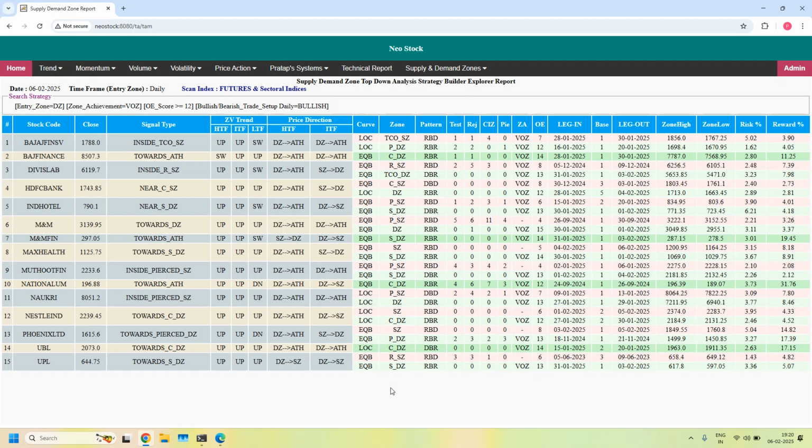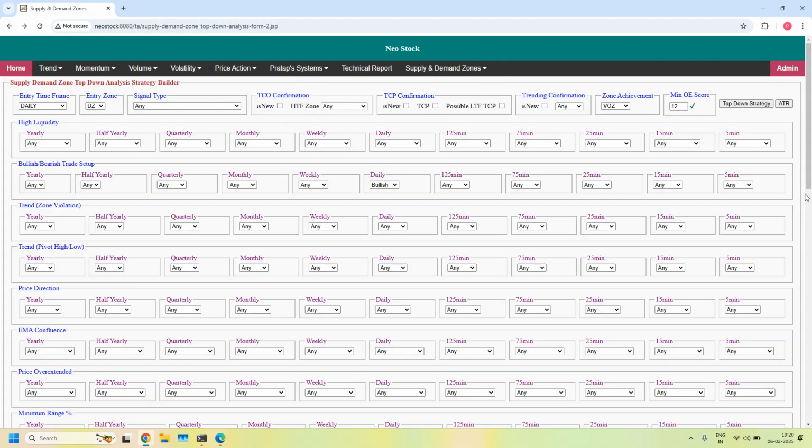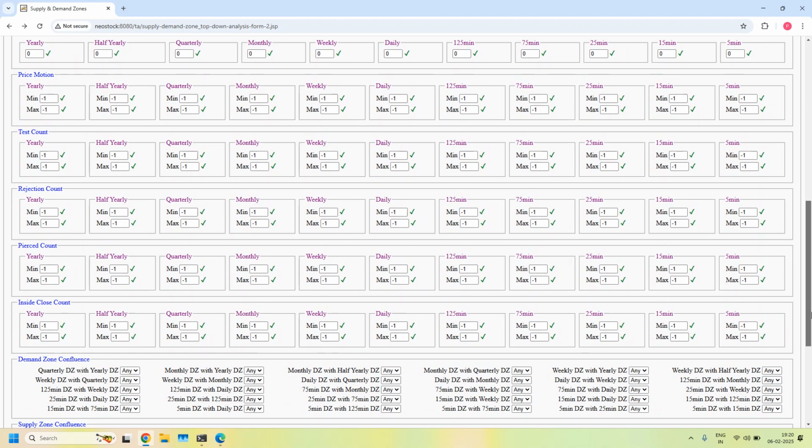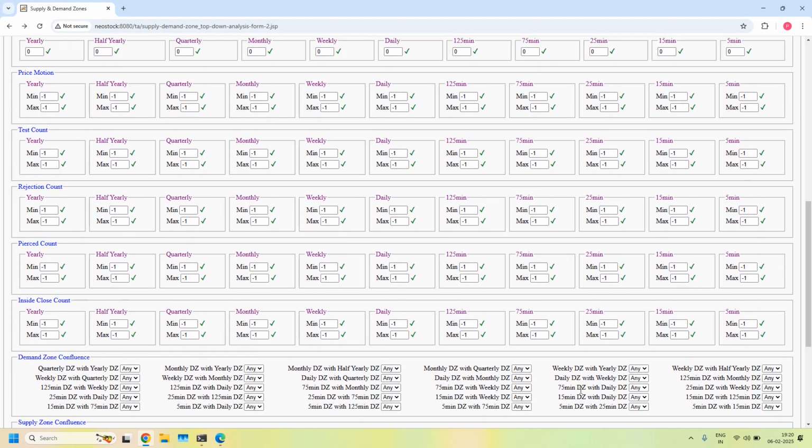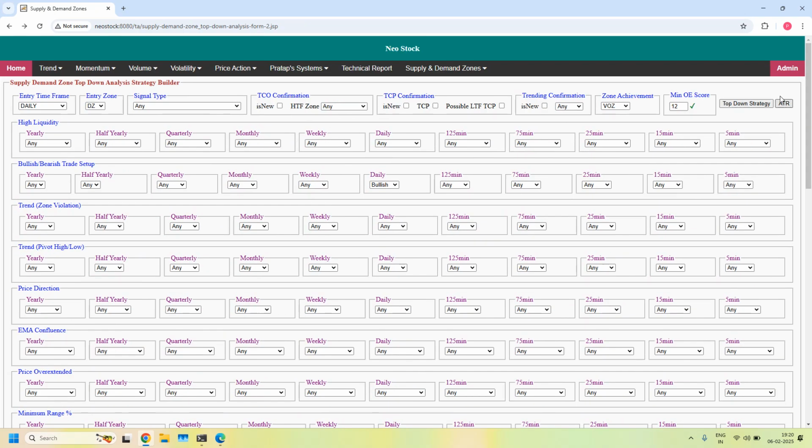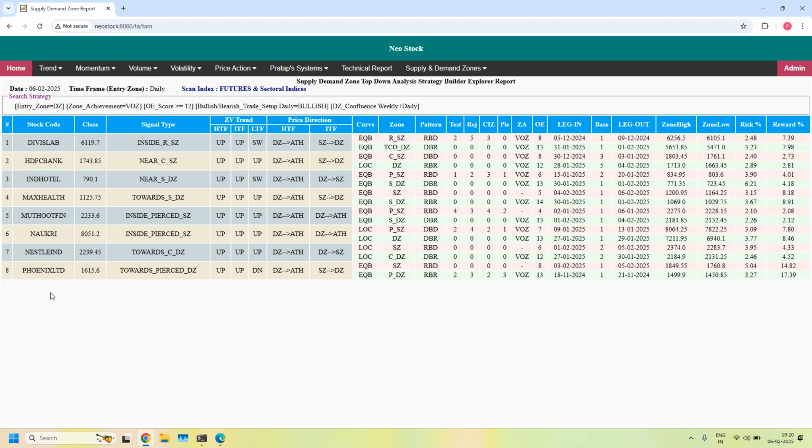So let us filter this list based on the zone confluence. Two filters we are going to use. First filter is LTF and ITF demand zone confluence. That is a daily and weekly demand zone confluence. So in the demand zone confluence, I am enabling the filter daily demand zone with weekly demand zone confluence. With this filter, I got 8 stocks.